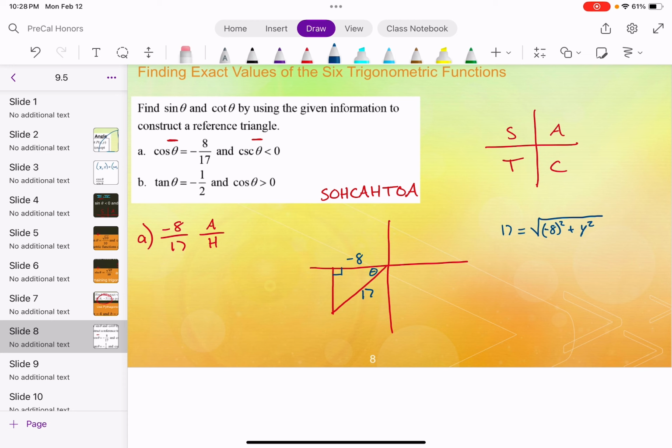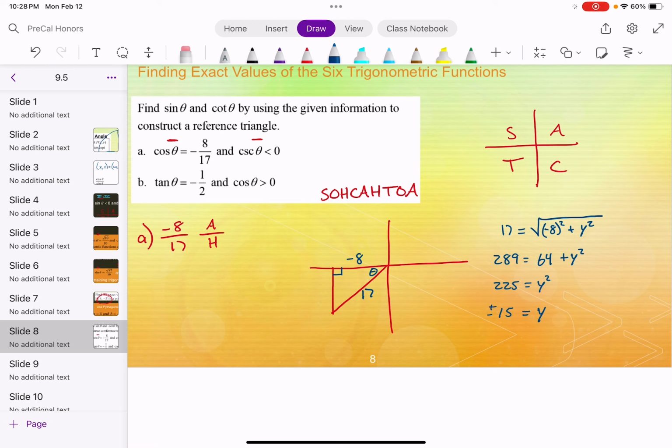First thing that we're going to do is we're going to go ahead and square both sides. So 17 squared would give us 289. And that's going to leave us with -8 squared, which is 64 plus y squared. Our next step is to subtract 64 from both sides, and we end up with 225 is equal to y squared. We're going to get the square root of both sides. Y is equal to 15.